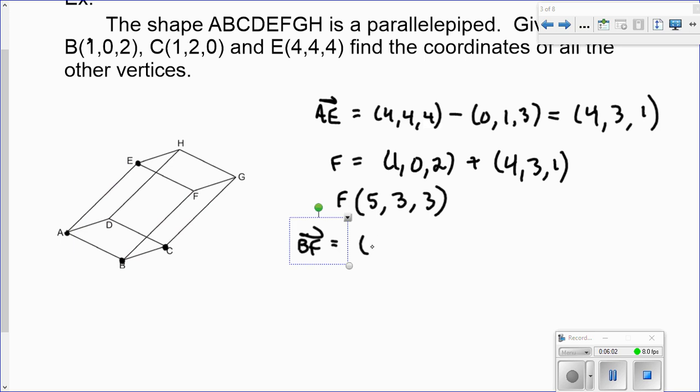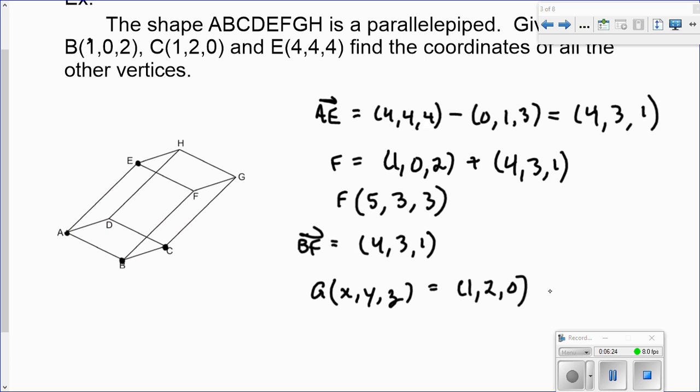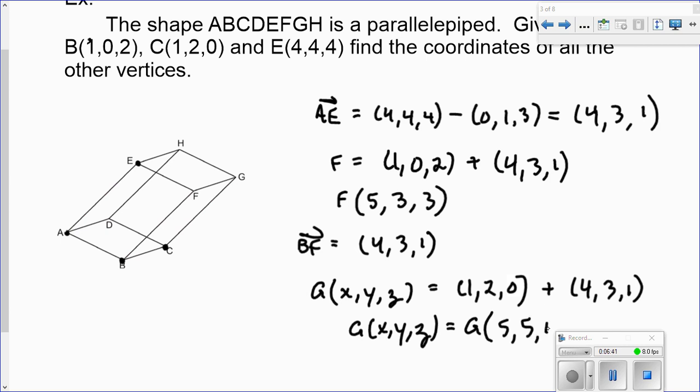Similarly, I could use BF, and BF is also the vector 4, 3, 1, and I could use that to find point G. Point G, I better do it a little bit more properly, is the point C, which I'm given as 1, 2, and 0, and then I'm going to add 4, 3, 1, that same corresponding vector. So I get G to be 5, 5, and 1.